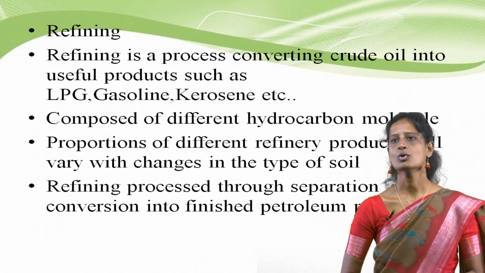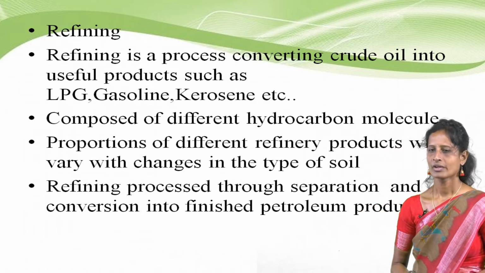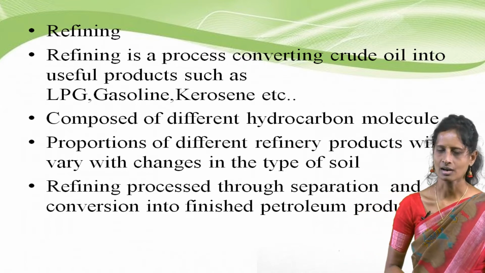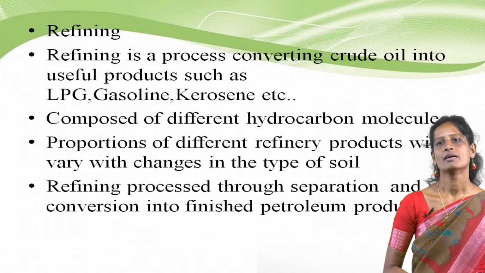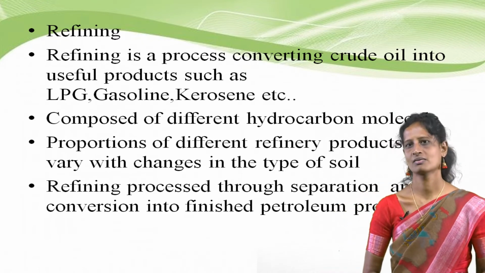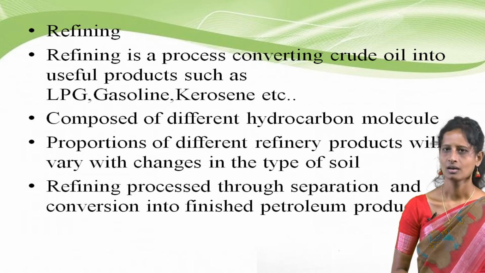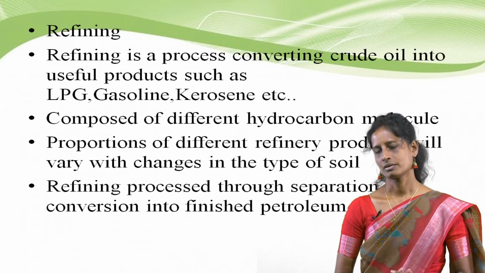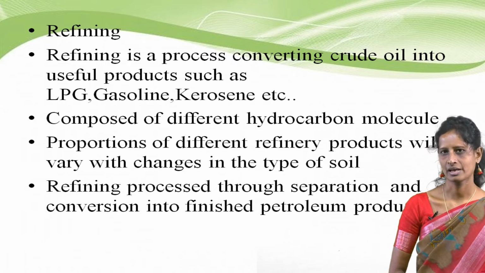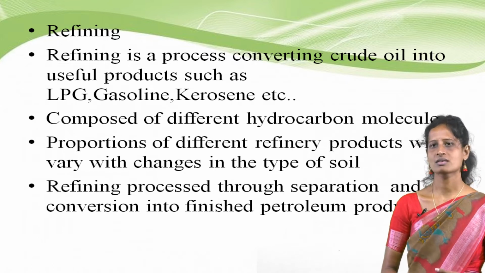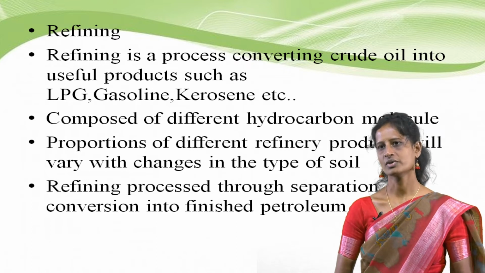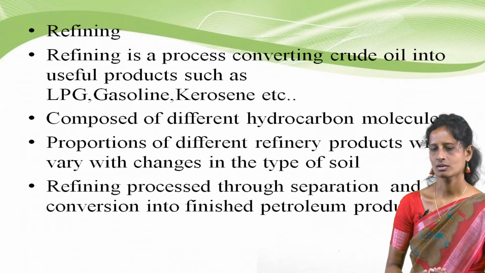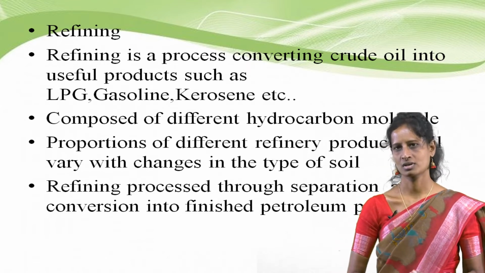Next, it is composed of different hydrocarbon molecules. I already told you it is a mixture of hydrocarbons, which may be saturated or unsaturated. Next, the proportions of different refinery products will vary with the type of soil. Here in India one type of soil is present, and in other countries and states the soil depends on the nature of the state, so the proportions will change. Next, refining proceeds through separation and conversion to finished petroleum products.